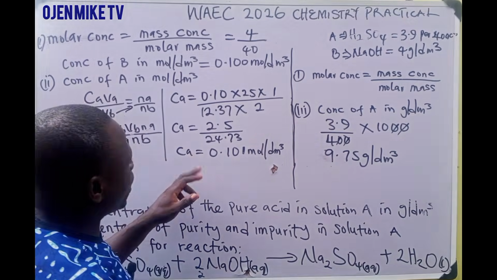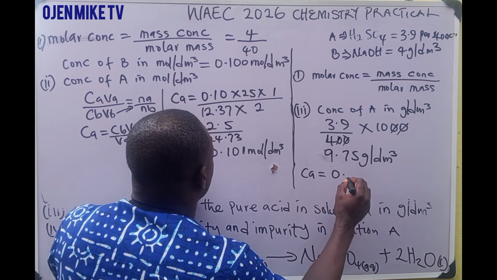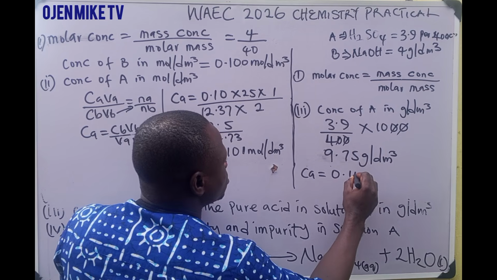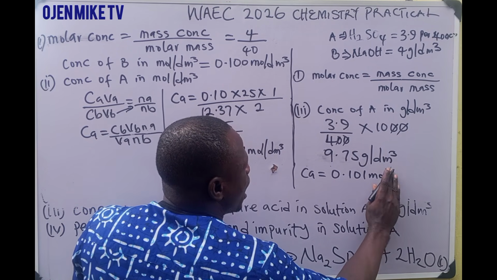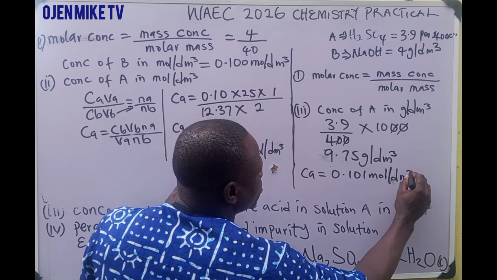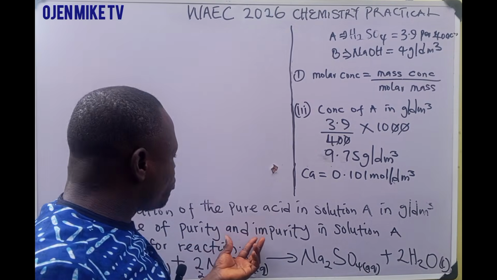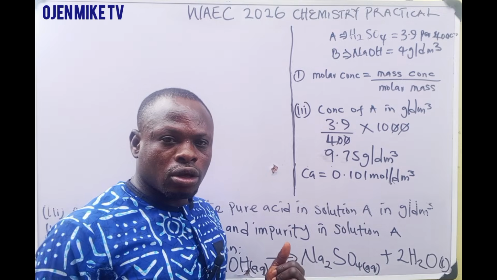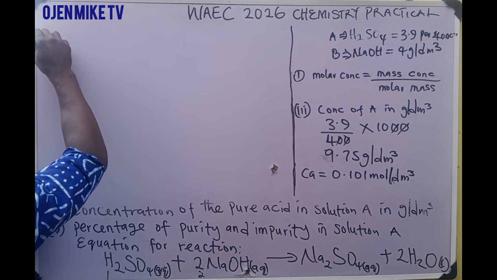So let me write the value of my CA. CA is equals to what? 0.1101 moles per dm3. Because I'm going to use this value, alright? For us to be able to calculate the percentage of purity and impurity. What is the formula? We say that this one is what? IV.